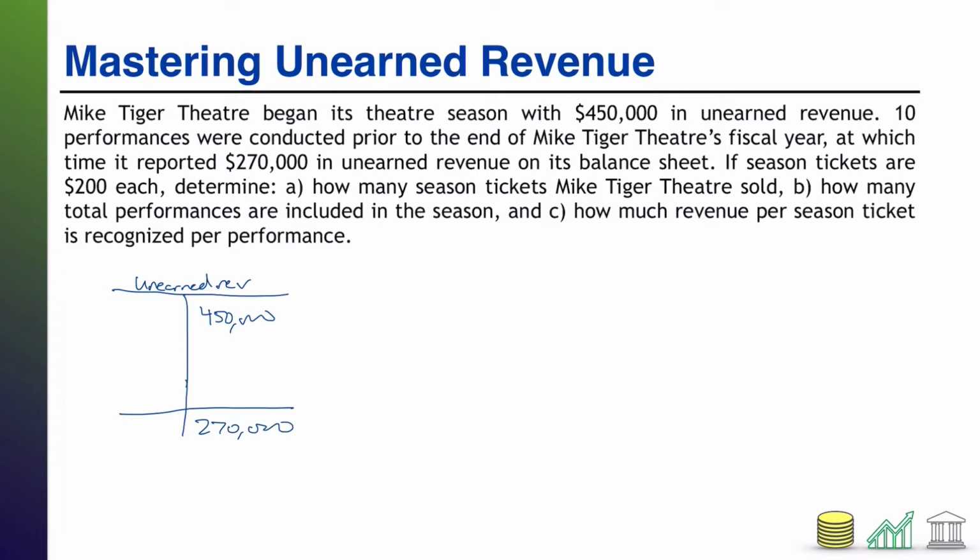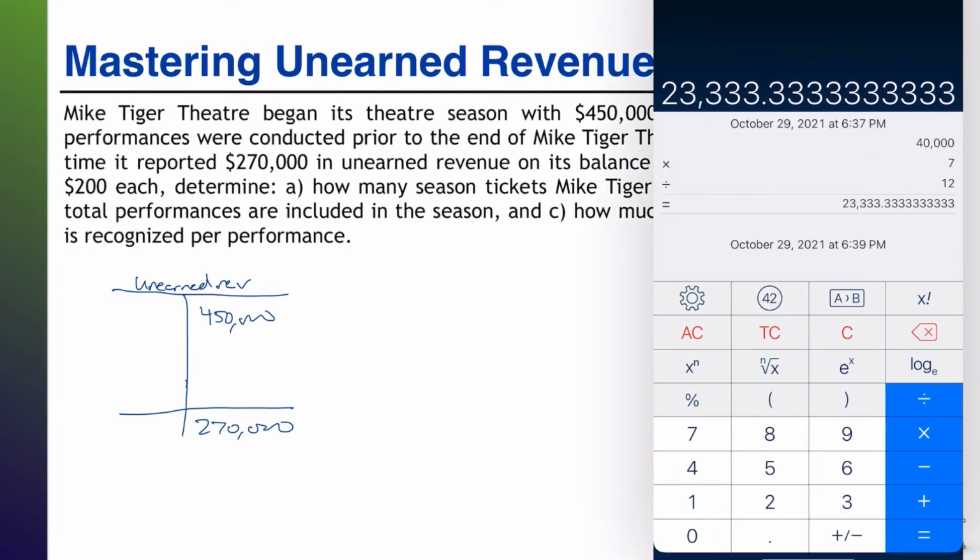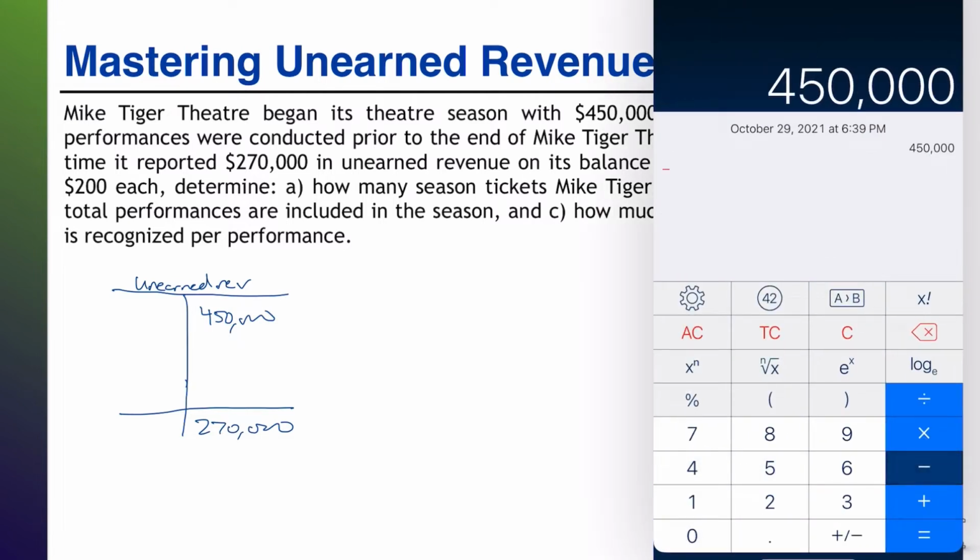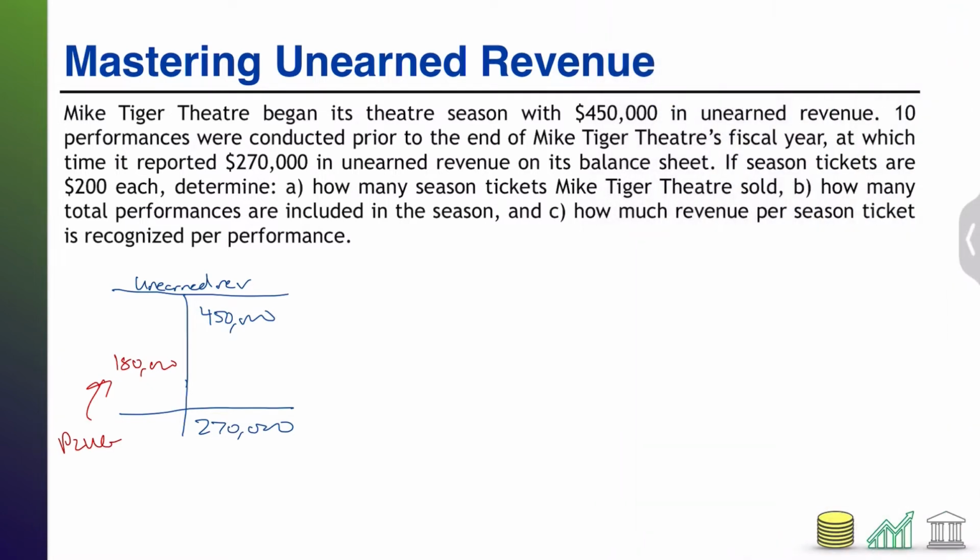So what this implies is that during the season, we do a little math on this, 450 minus 270. What this implies is at some point, we must have debited $180,000. I'm going to call this a plug because I'm just calculating that. That wasn't given, but it must have happened. We must have debited unearned revenue. We took the liability away. Now, the reason you take a liability away is because you have fulfilled that obligation. And the problem tells us that we fulfilled this obligation by conducting 10 performances during the fiscal year.